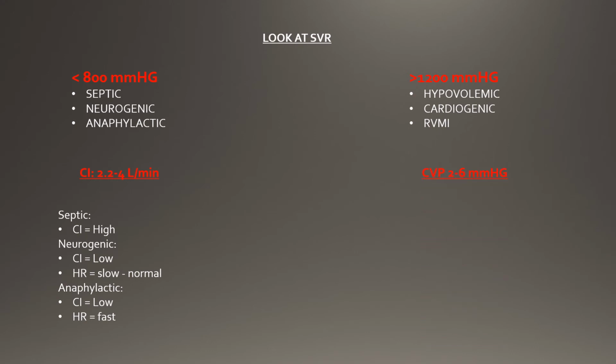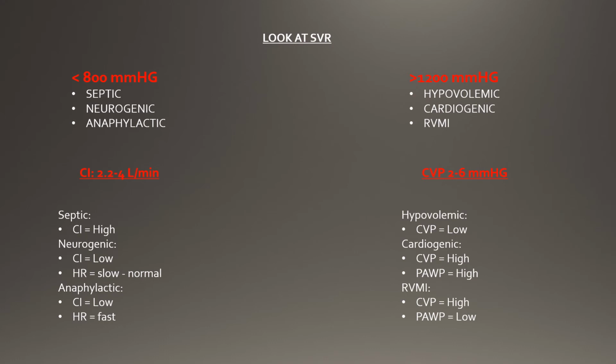On the opposite spectrum, if your SVR is above 1200, the second step is to look at the CVP. If the CVP is low, again, you can stop right there because you've got your diagnosis of hypovolemic shock. If the CVP is high, you next have to look at the wedge pressure. If the wedge pressure is high, then you have cardiogenic shock, and if the wedge pressure is low, it's shock related to a right ventricular myocardial infarction.